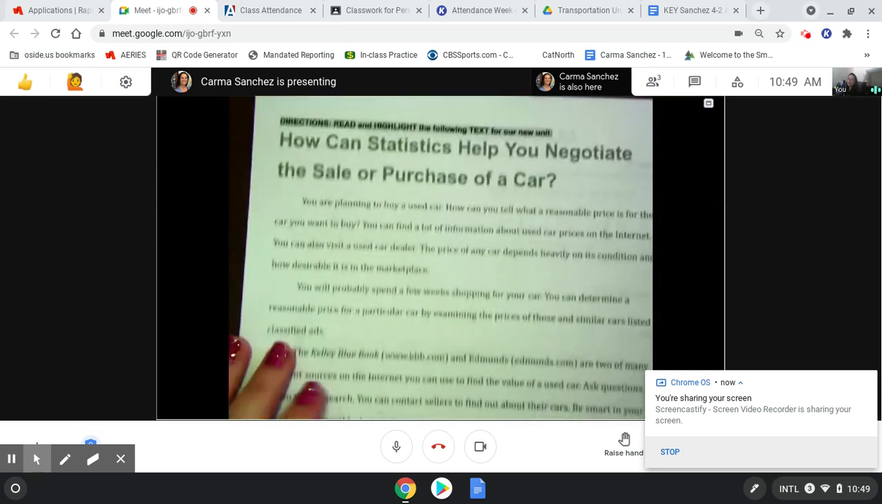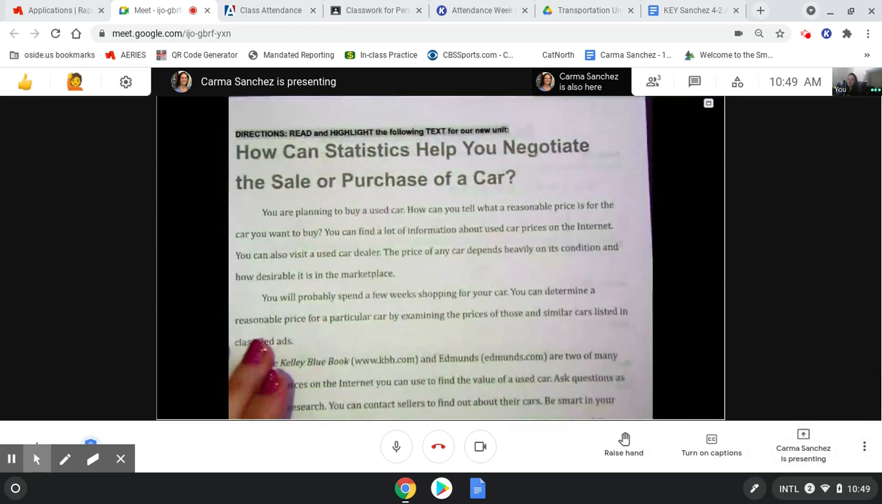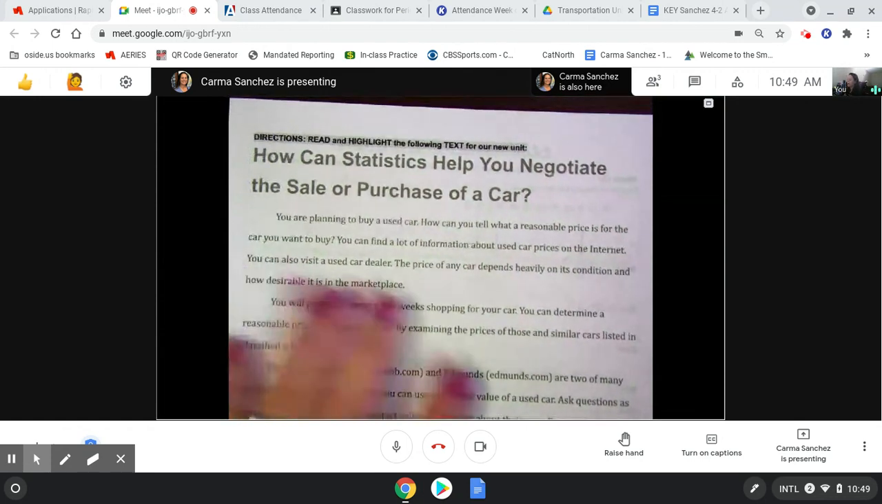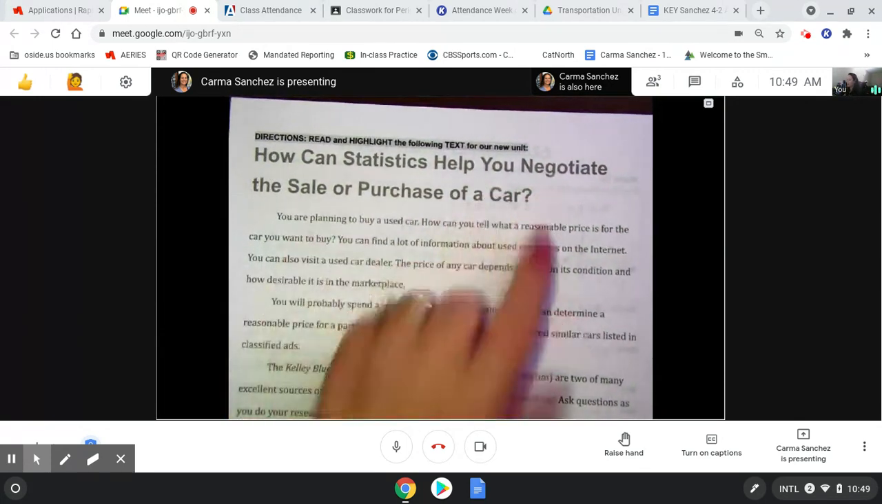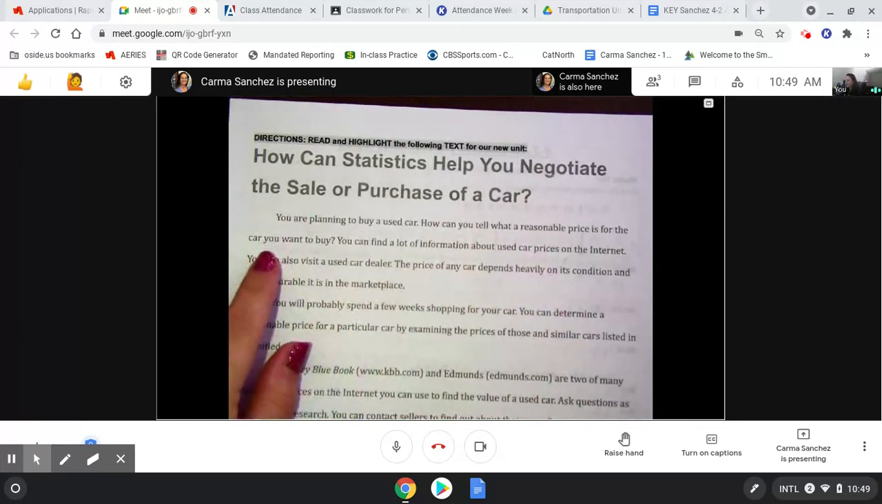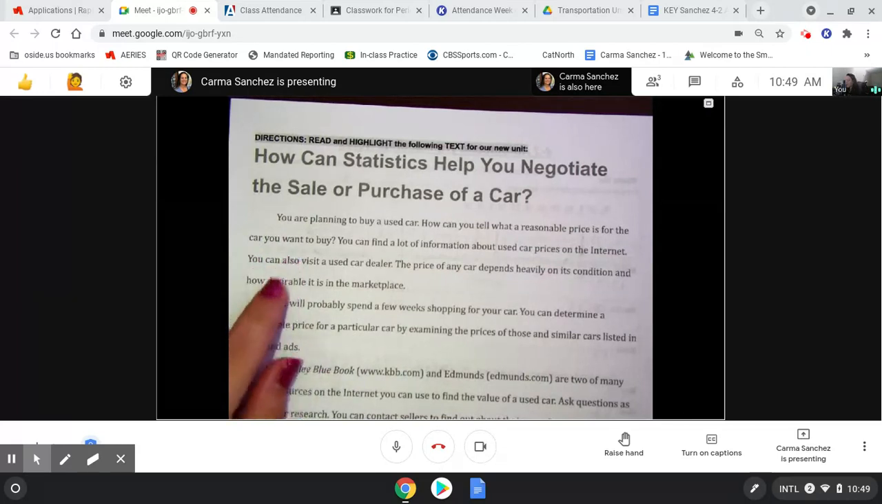Okay, now let's take a peek at the notes section. We're still going to be talking about statistics, but now we're talking about it in relation to how we could help negotiate the sale price of a purchase of a car. So you're planning to buy a used car. How can you tell what a reasonable price is for the car you want to buy?